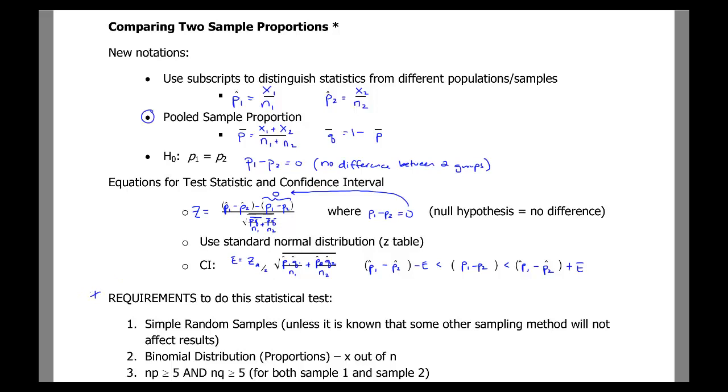So some requirements to watch out for. We need simple random samples for both samples, sample 1 and sample 2. They have to be proportions, x out of n, and we have to check np is greater than 5 and nq is greater than 5 for both samples, so a little bit extra work to make sure that you can do these tests.